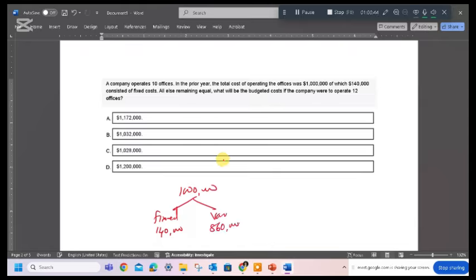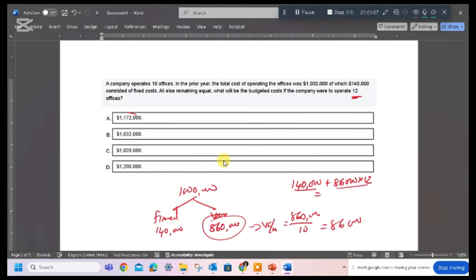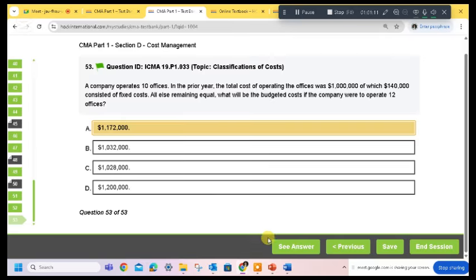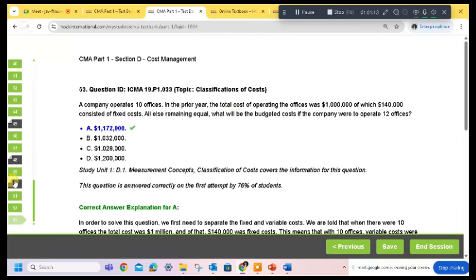So this is for 10 units, right? So if I take variable cost per unit, 860 divided by 10, 86,000. Now they ask for 12. So for 12, fixed cost 140 plus 86,000 into 12. That's the variable cost, and this is the fixed cost. You get this answer? Okay. Let's check. Correct.